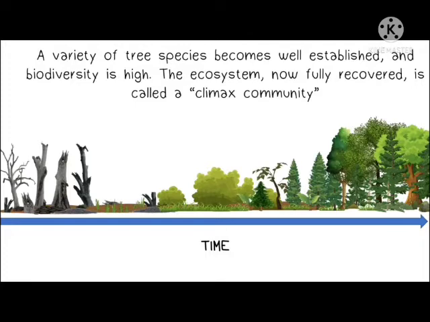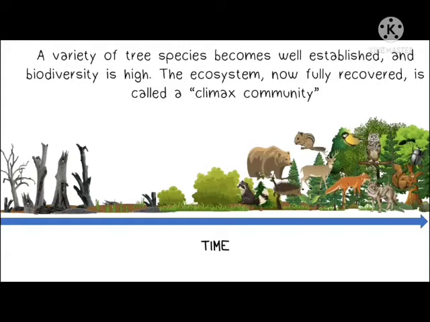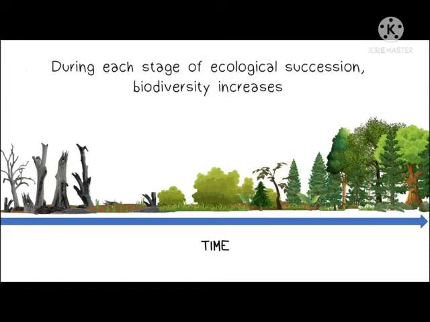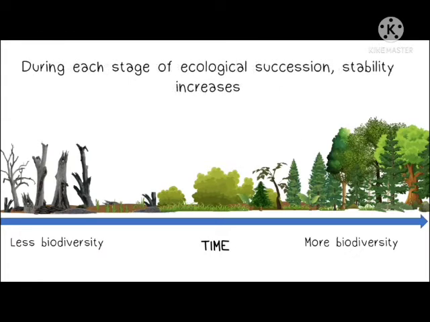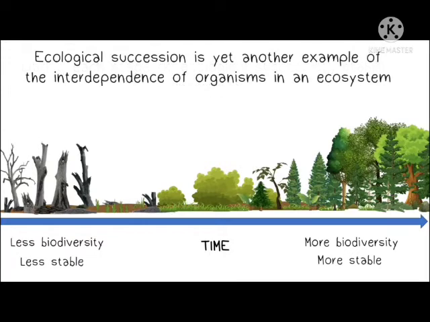The ecosystem, now fully recovered, is called a climax community. During each stage of ecological succession, biodiversity increases. During each stage of ecological succession, stability increases. Ecological succession is yet another example of the interdependence of organisms in an ecosystem.